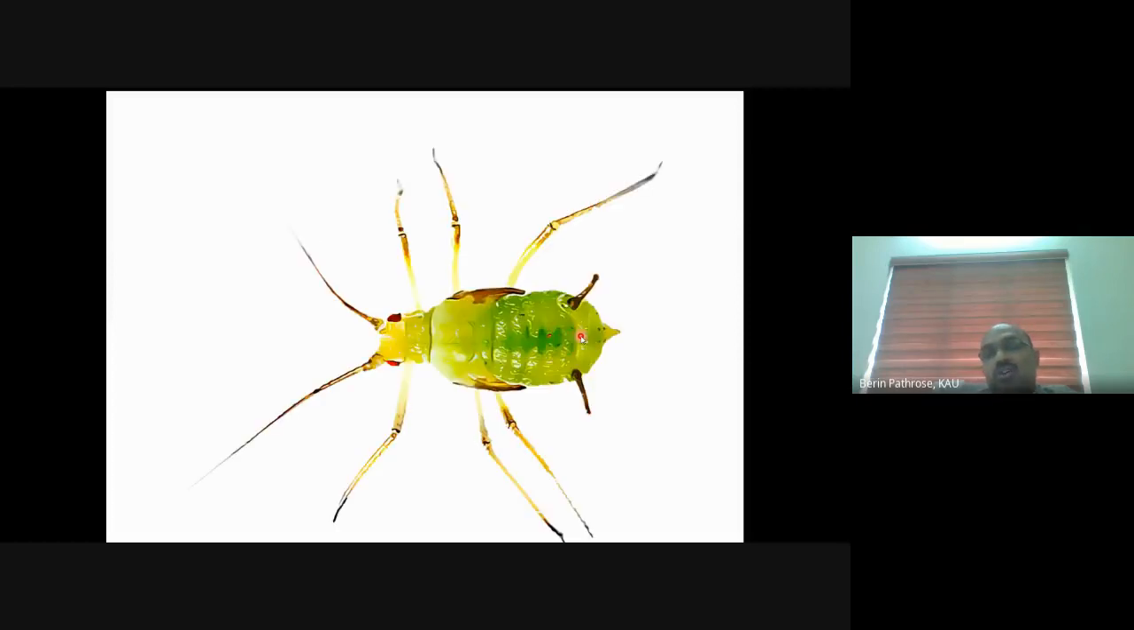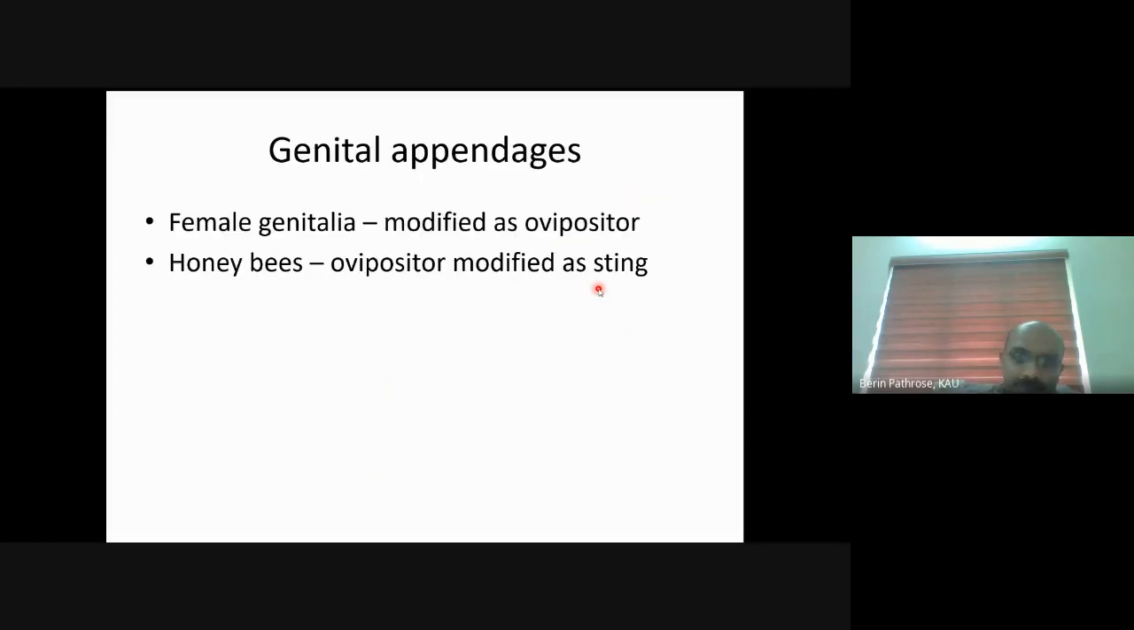And the function of cornicles is to release defensive substances. That means if it is attacked by some predators or some natural enemy, it will release some substance to escape from these predators. So cornicles are defensive in nature.